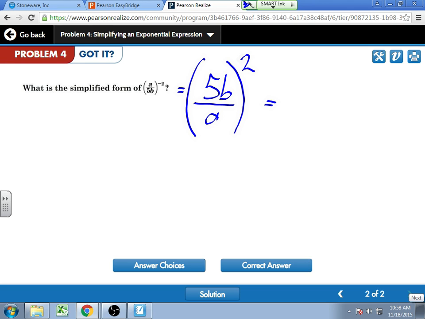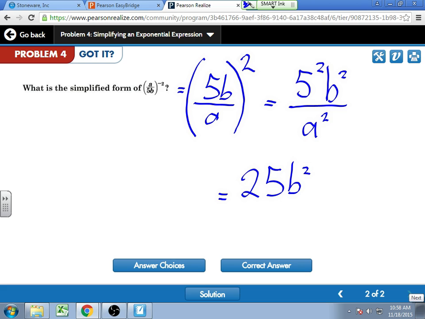Then you have 5 squared times b squared over a squared, which can also be simplified into 25 b squared over a squared. Perfect.